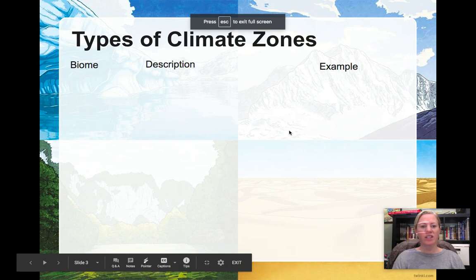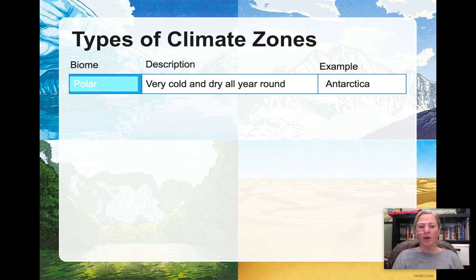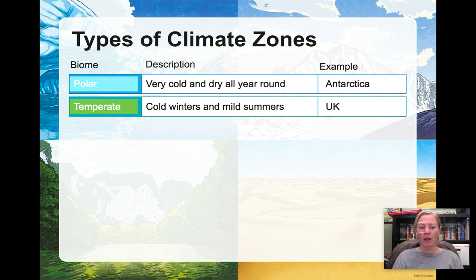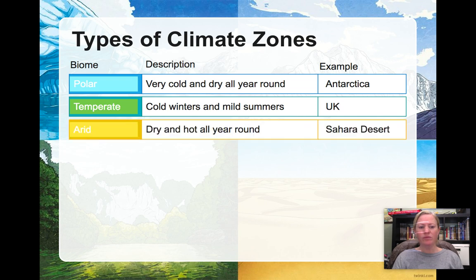So let's have a refresh of our different climate zones across our world, what they're called. So we have polar, our very cold and dry all year round climate in Antarctica and the Arctic. We have temperate climates, cold winters and mild summers, just like here in the UK. We have arid climates, dry and hot all year round, like the Sahara Desert.